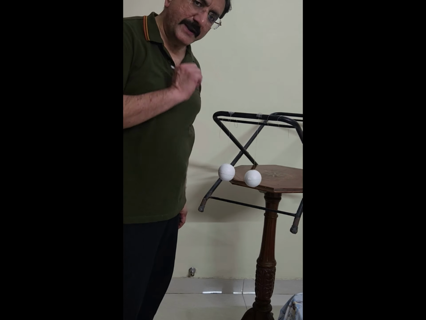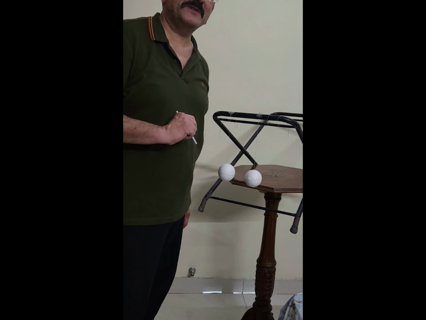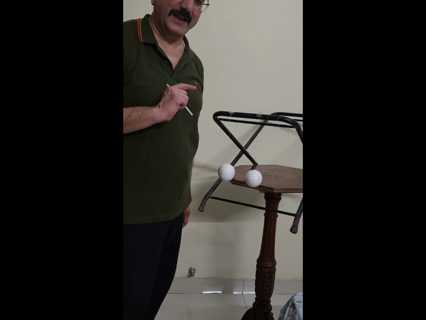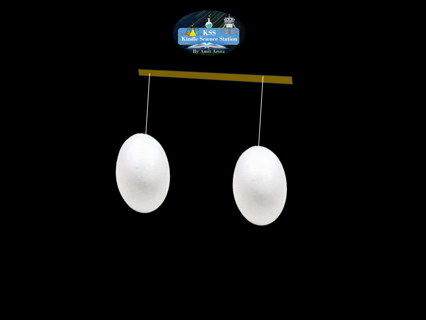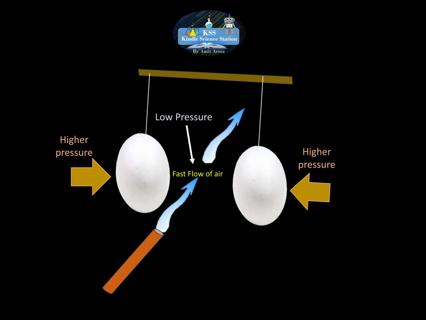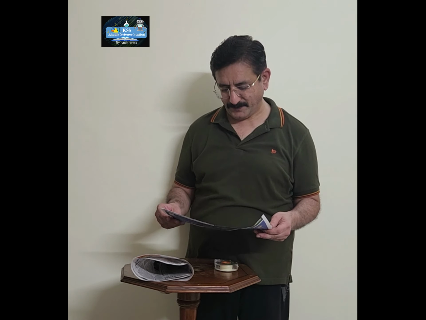Do you know why it is happening so? Bernoulli's principle explains this phenomenon. Let's see how. When I am blowing air between the thermocol balls, the fast moving air created a low pressure between the balls. The pressure on the other sides of the balls is higher. This difference of pressure made the balls come closer. This is another simple way to understand Bernoulli's principle.